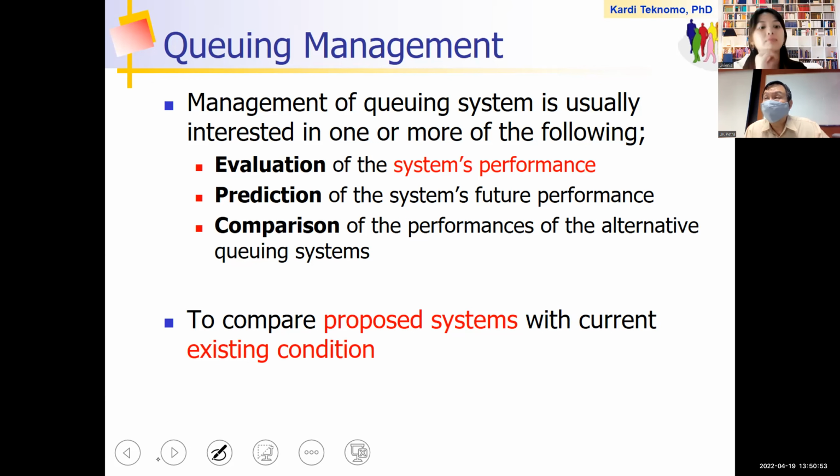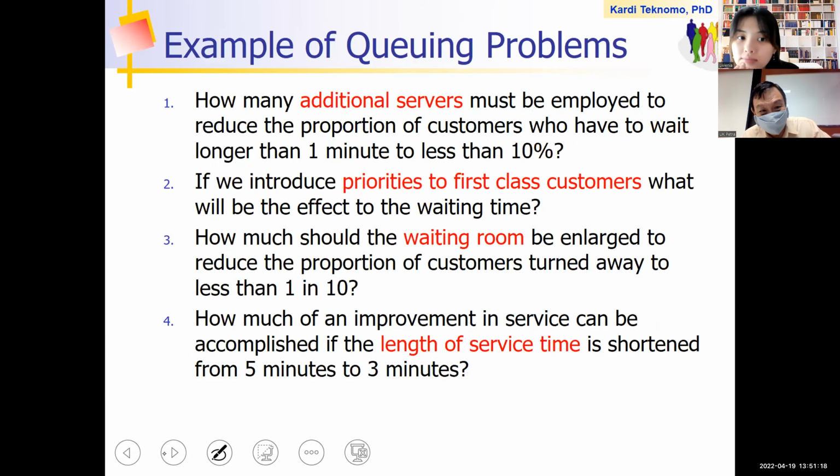So if you create a queuing project, this is what you need to do. Three things. To evaluate the current situation, to predict, and then to propose by comparing your proposal with the existing one. Of course, the hypothesis is your proposed system must be better, right? Otherwise, why do you propose?